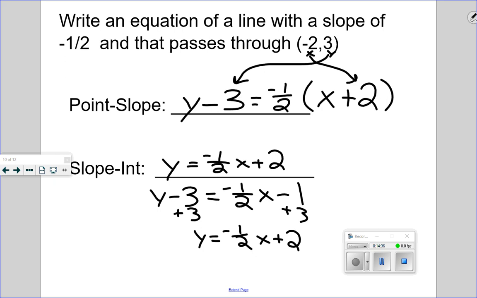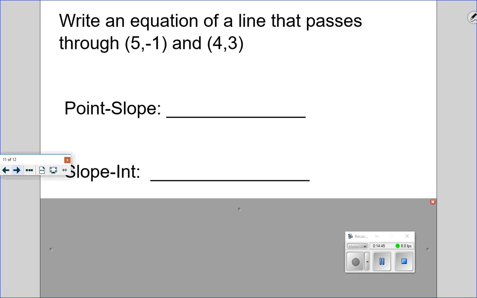So again, even if you're being asked to put it in slope-intercept form, it might be a lot easier to do point-slope form first and then convert it. So let's see, what happens if we have 2 points? They're not giving us the slope this time. Well, it's still probably easier for you to go ahead and put it in point-slope form.